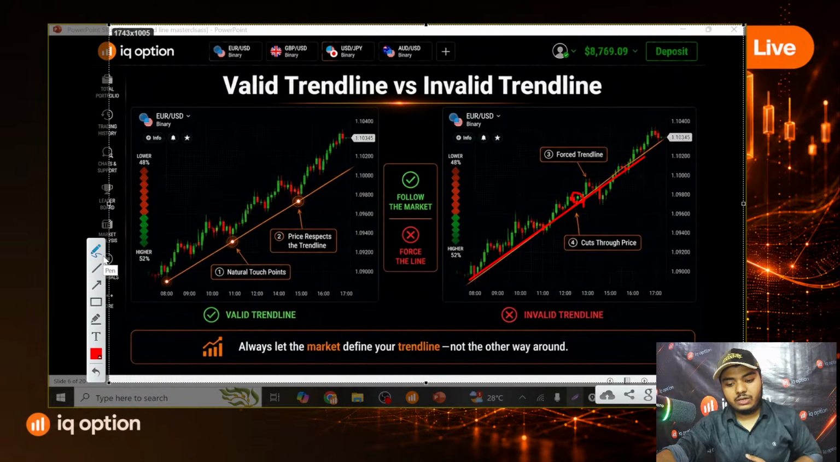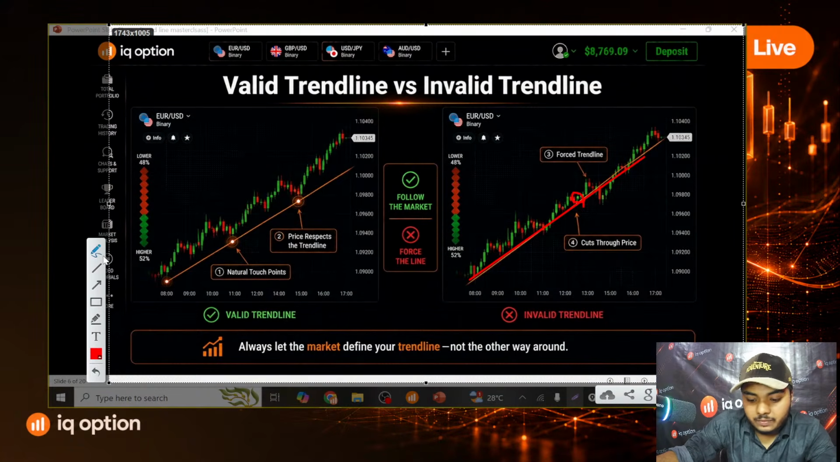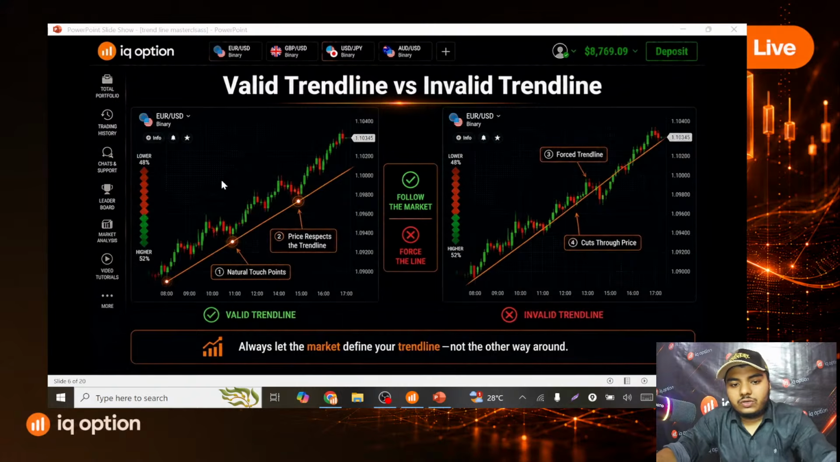Okay, remember, a good trend line should follow the market naturally. Never adjust a trend line just to make it fit the price. Let the market decide where the trend line actually belongs. Remember this one. Draw on the clear chart. Do not just draw blindly, draw on the clear chart. So let's move to the next topic, guys.